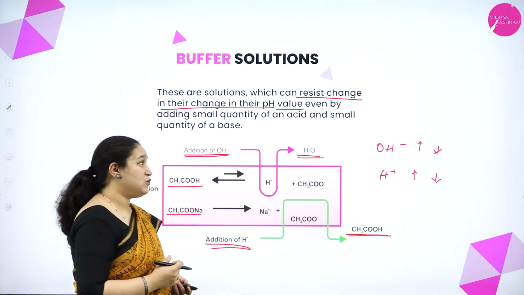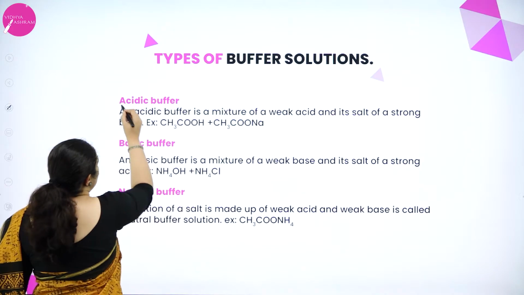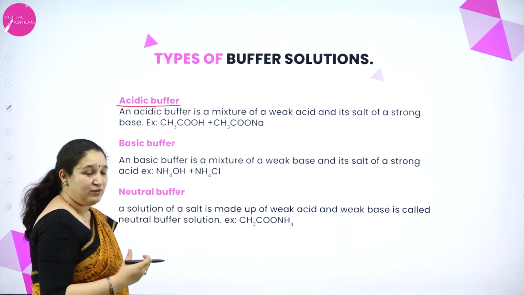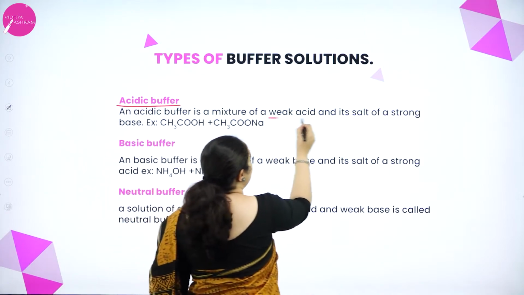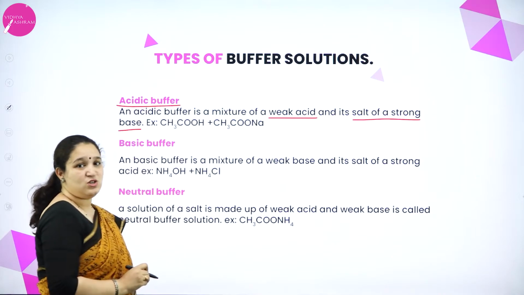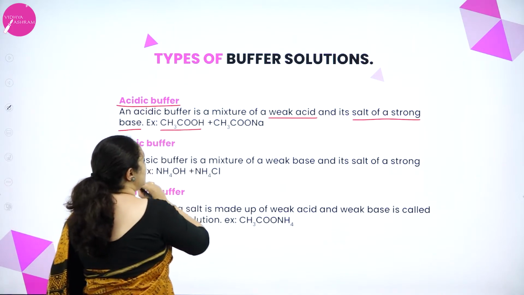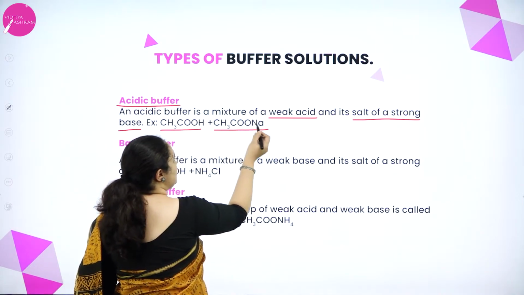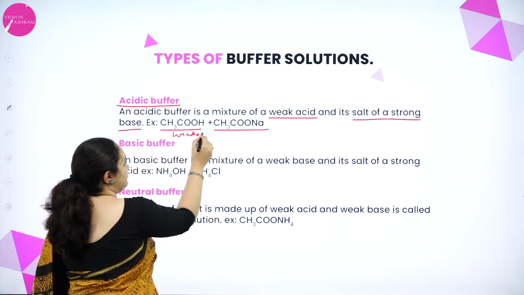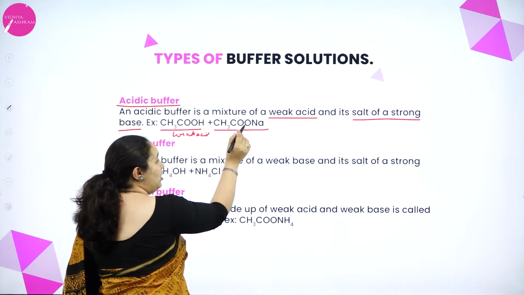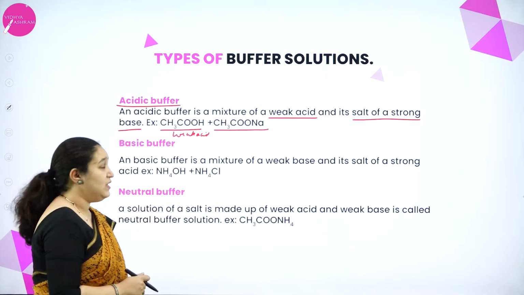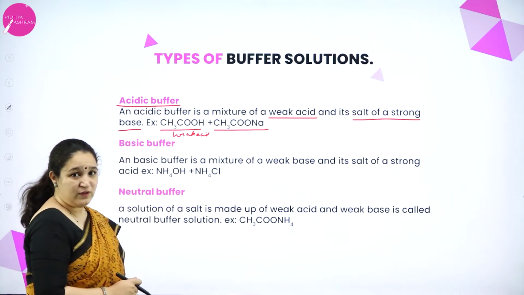There are different types of buffer. The first type is acidic buffer. The acidic buffer is made up of a mixture of a weak acid and the salt of a strong base. So it is CH3COOH plus CH3COONa. This is a weak acid, and this is a salt which is made up of a strong base. So this is acidic buffer.